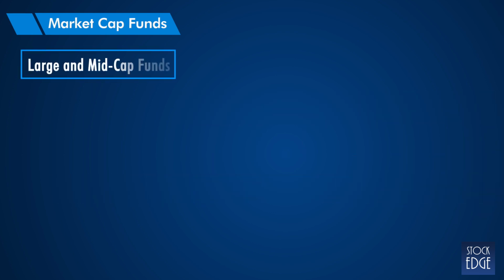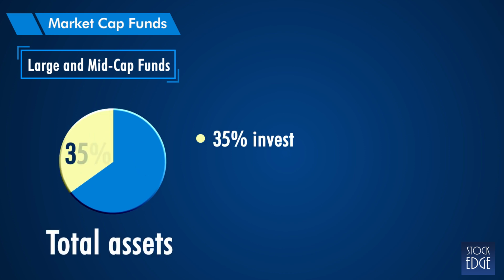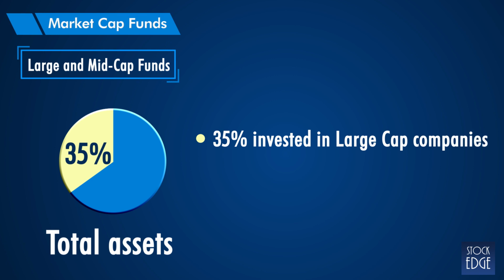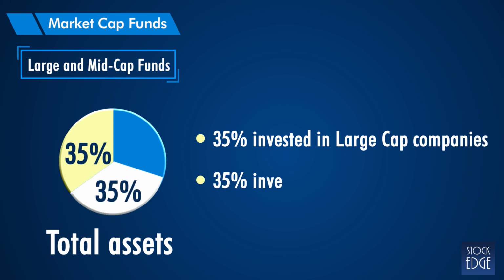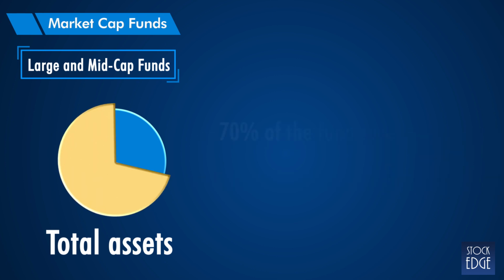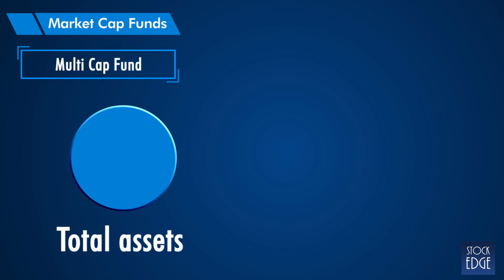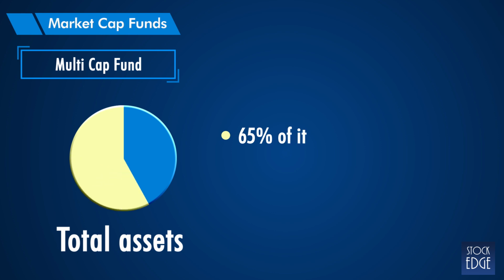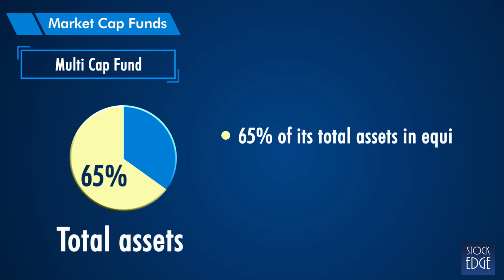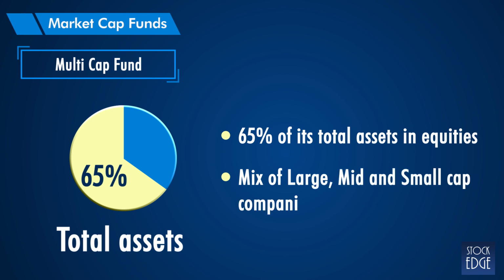In large and mid-cap funds, at least 35% of the total assets of the fund is invested in large cap companies, and another 35% of the total assets are invested in mid-cap companies. So 70% of the fund should be invested in a combination of large and mid-cap companies. Coming to multi-cap funds. A multi-cap fund should be investing at least 65% of its total assets in equities. They are a mix of large, mid, and small cap companies.